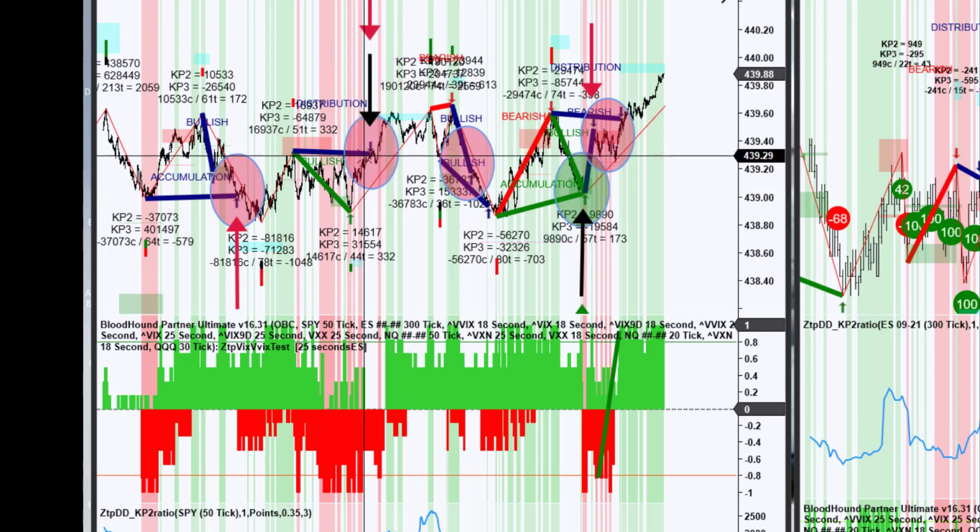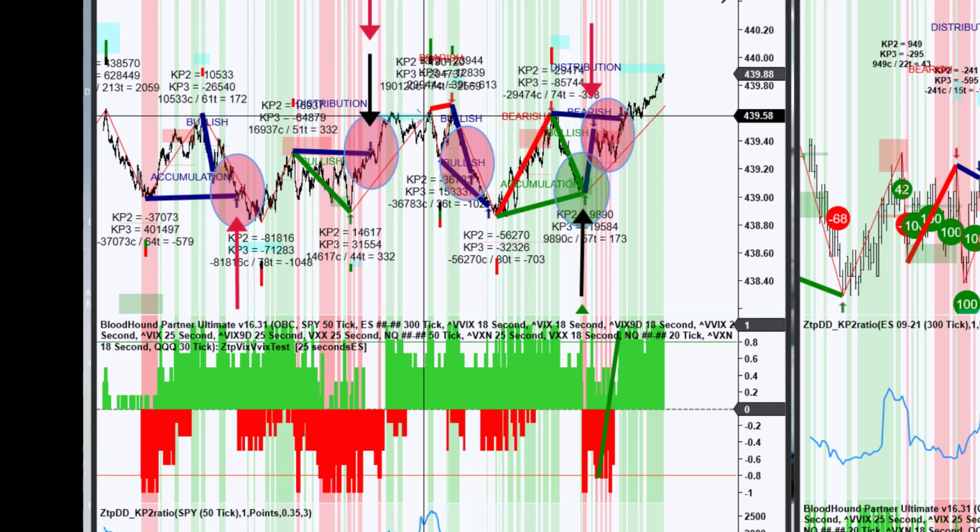We had distribution divergence on both the SPY and the ES, and we also had VXX divergence at the same time. That's going to trade about 2 or 3 points higher.